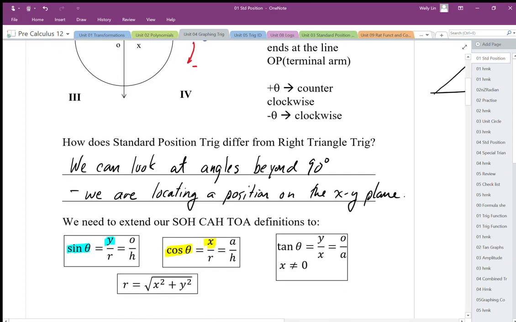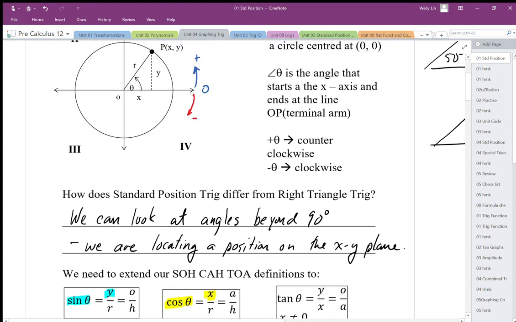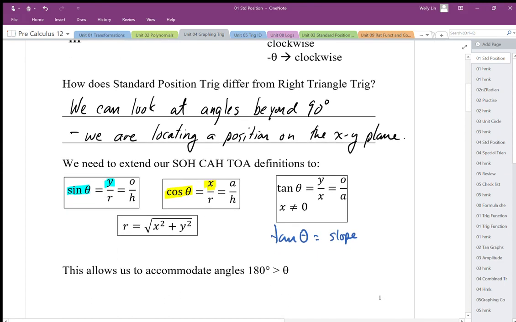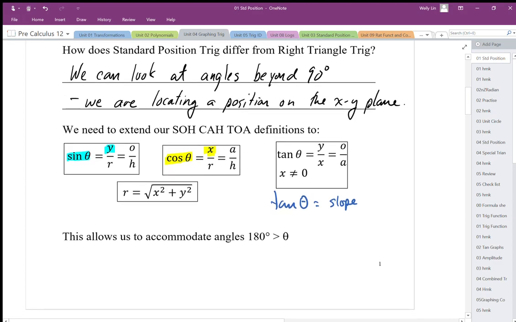And lastly, the tangent. The tangent ratio is y over x. Okay, opposite over adjacent, or y over x. Well, we know that y over x really is just slope. So we can think of tangent as slope. So essentially, tan theta is the slope because it's the y ratio over the x ratio. And this allows us to accommodate angles beyond 90, not just beyond 90, we can go down beyond 180, and we can accommodate all sorts of angles in that circle, all positions in that circle.